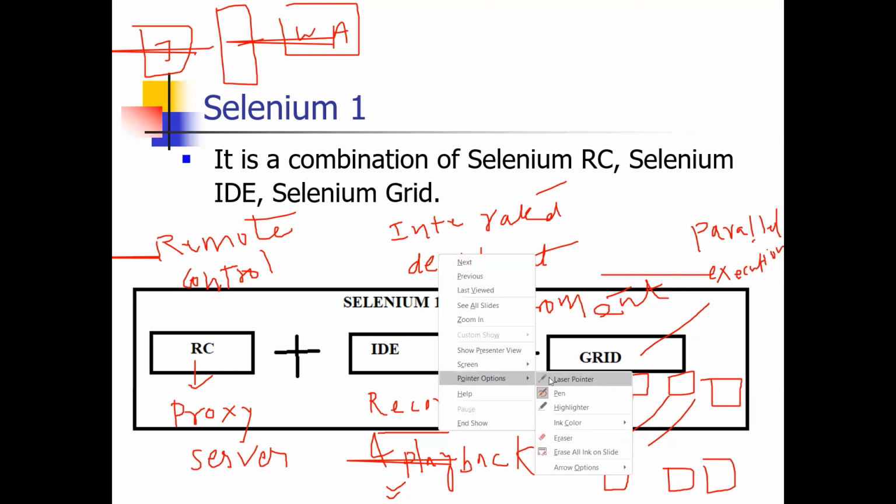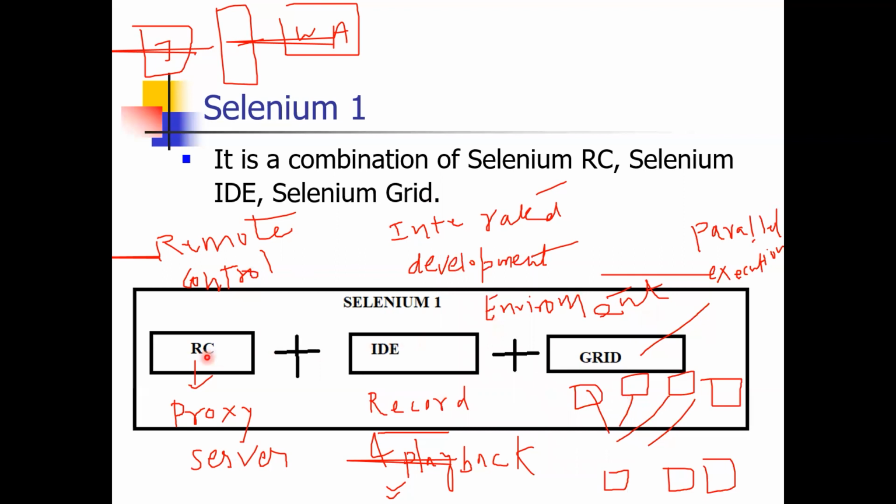If you remember the components of the Selenium suite, there are 4 total components: Selenium RC, Selenium IDE, Selenium Grid, plus Selenium Web Driver. Leaving out Selenium Web Driver, just adding the first 3 components becomes Selenium 1. In Selenium 1, you require a proxy server, you have the facility of record and playback to record all the test cases and check their execution with playback, and you can run the test cases at the same time on multiple platforms or multiple browsers. So the combination of 3 is called Selenium 1.